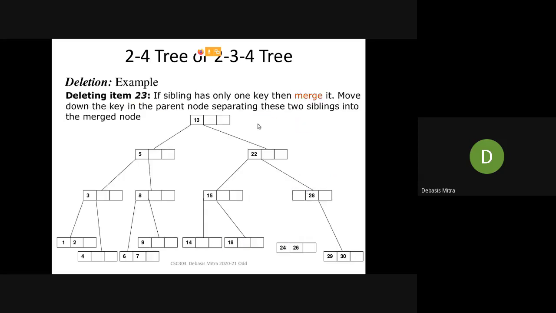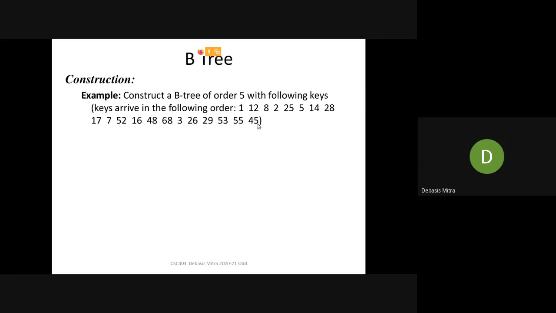Now, what I am saying, you just try to solve this question. Construct a B tree of order 5. So this is not a 2-4 tree. This is a B tree of order 5. So 5 by 2, that means you may call it a 3-5 tree. Okay. So the maximum number of children is 5 here.